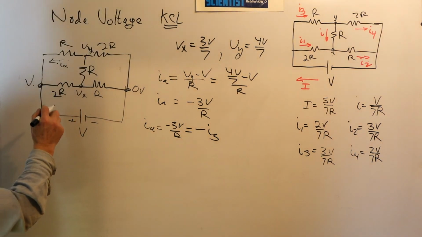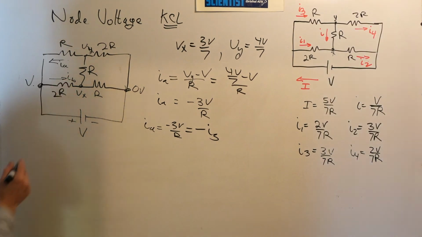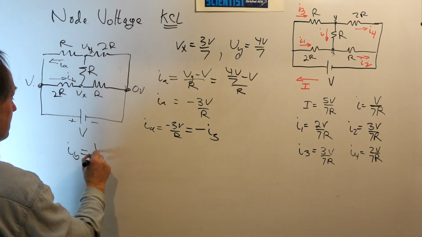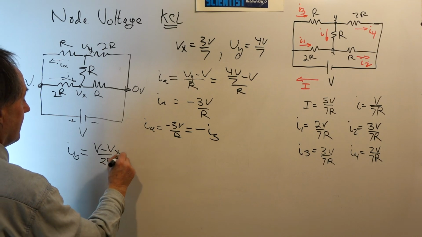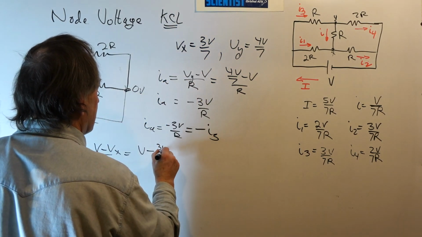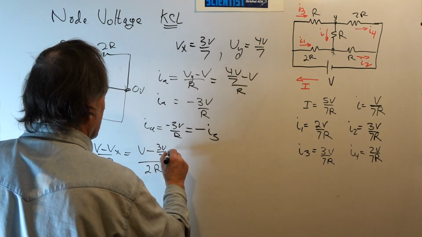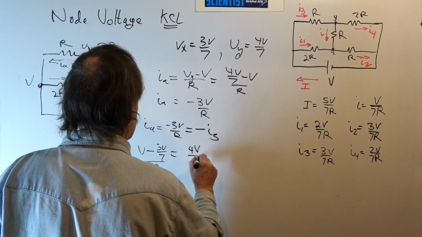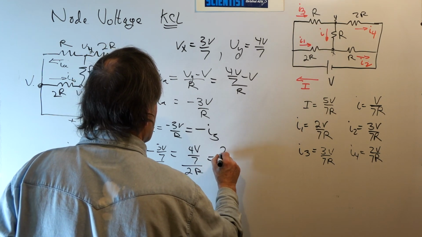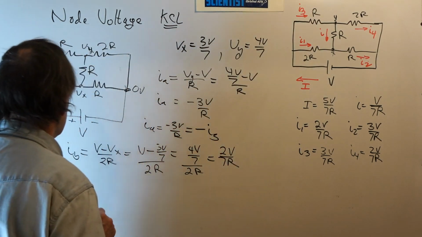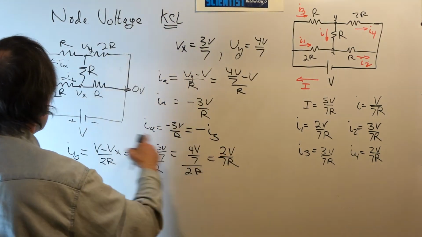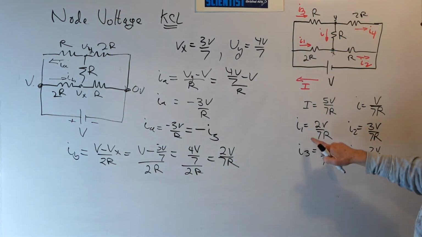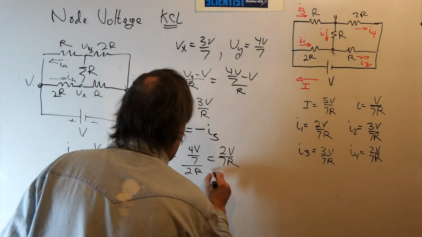Now, one other, let's just choose this is IB. So IB then will be this voltage minus this voltage divided by 2R. So this is V minus Vx over 2R. Well, V minus Vx is V minus 3V over 7, over 2R. Well, V minus 3/7 V is 4/7, or 4V over 7, divided by 2R, which is 2V over 7R. That's IB. It's positive, tells us that the current is actually flowing in this direction from left to right. Well, let's compare it to I1. Well, I1 is positive 2V over 7R. So again, we get the correct value.